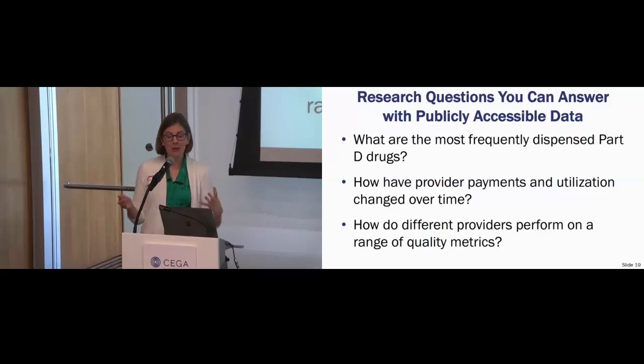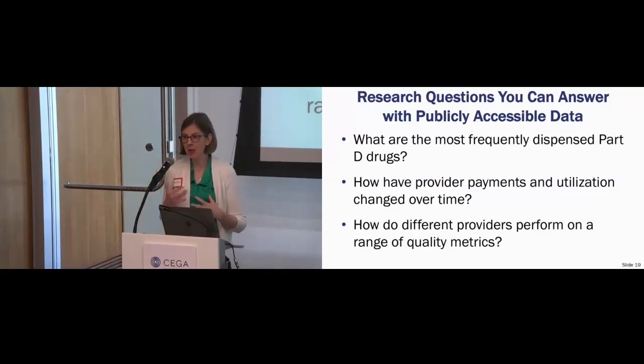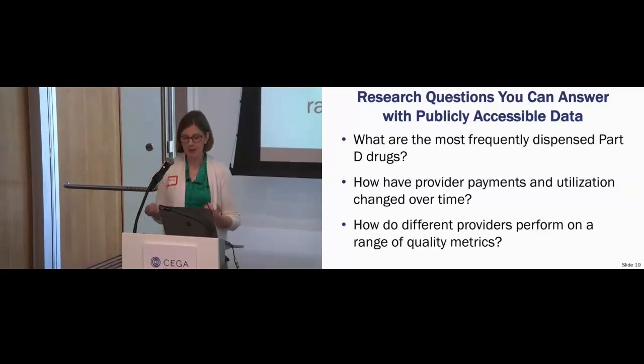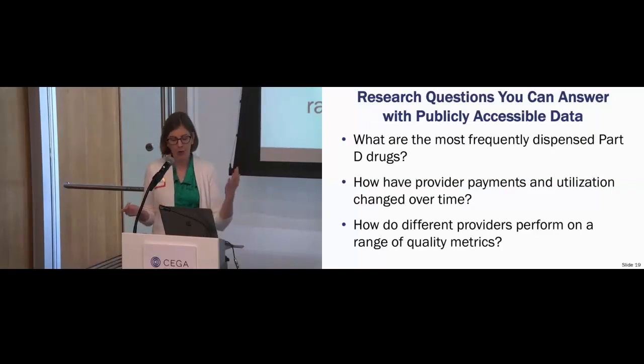So then there are some really interesting research questions you can start to get at with the publicly accessible data. So what are the most frequently dispensed Part D drugs? Has that changed over time? How have provider payments and utilization of specific services changed over time? And then how do different providers perform on a range of quality metrics? And does that vary across the country, for example?